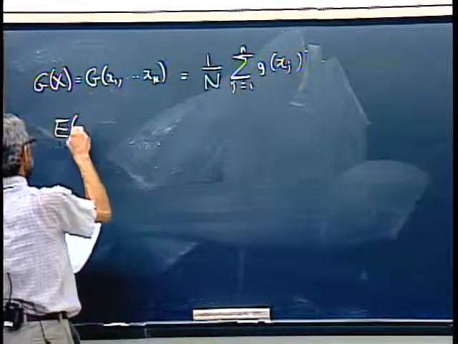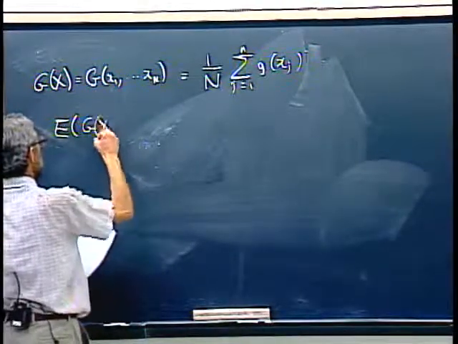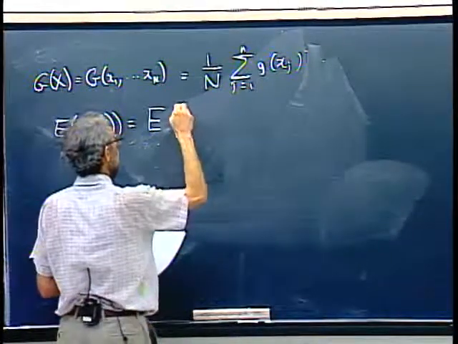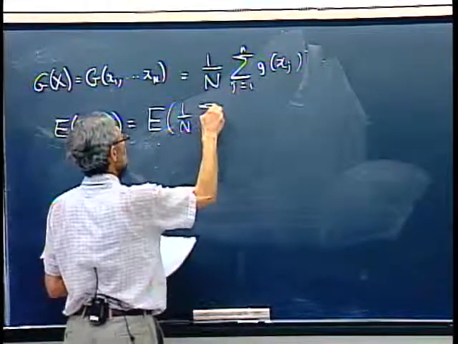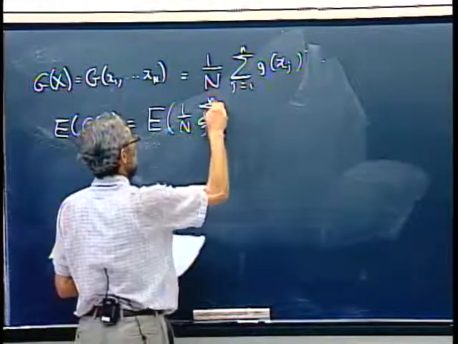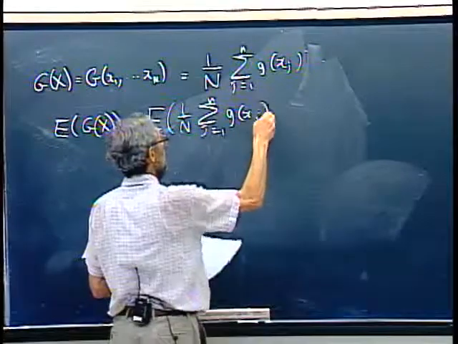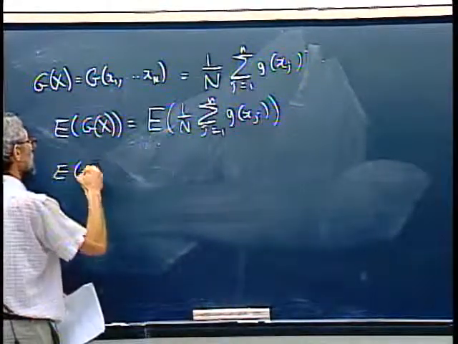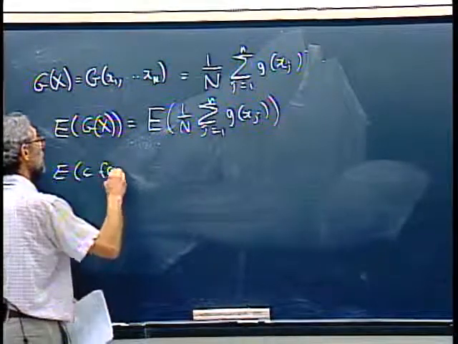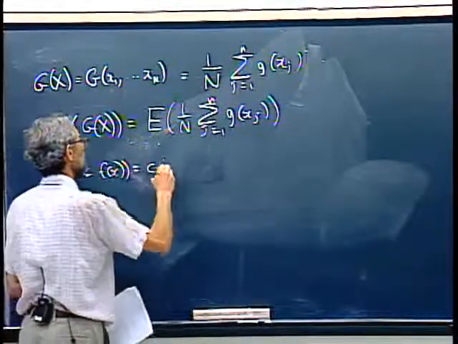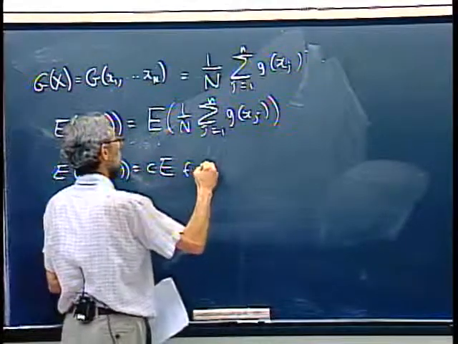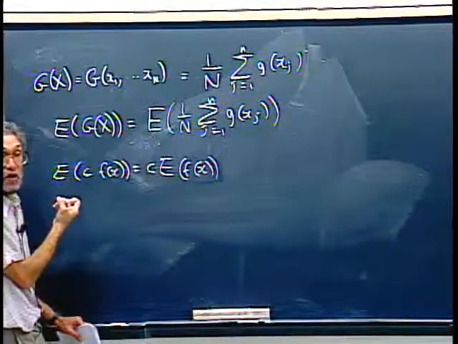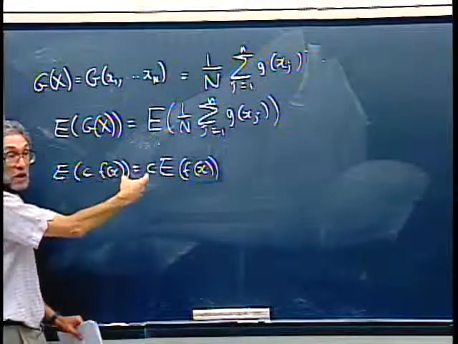Then the expectation of this average is the expectation of 1 over n times the sum j equals 1 to n of g of xj. Now, one thing I didn't show is that the expectation of a constant times a function is that constant times the expectation of the function. Again, that's just taking the constant out of an integral, right? Because the expectation is an integral.